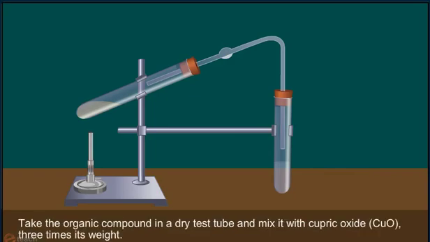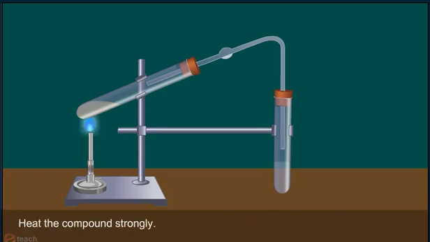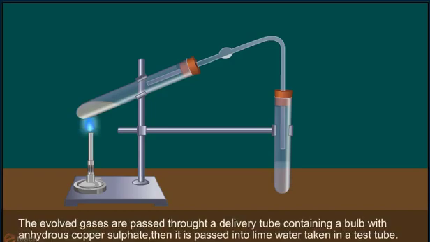Take the organic compound in a dry test tube and mix it with cupric oxide, that is CuO, 3 times its weight. Heat the compound strongly. The evolved gases are passed through a delivery tube containing a bulb with anhydrous copper sulfate. Then it is passed into lime water taken in a test tube.